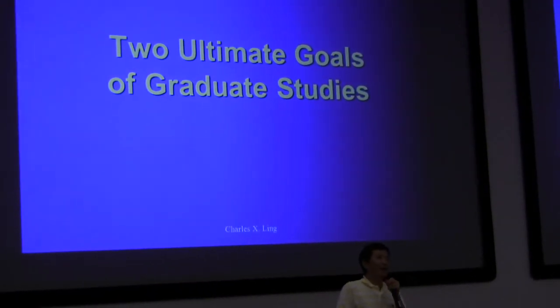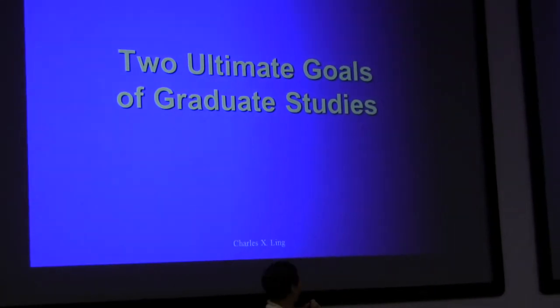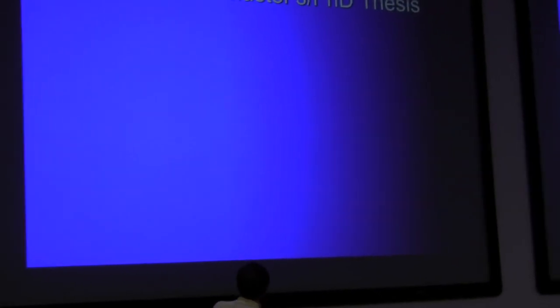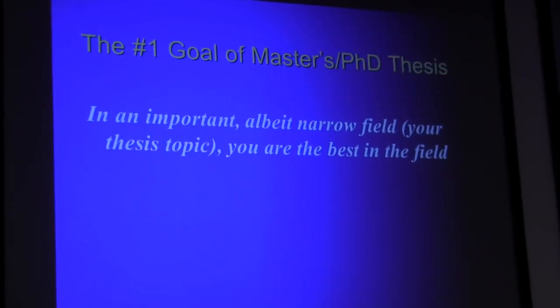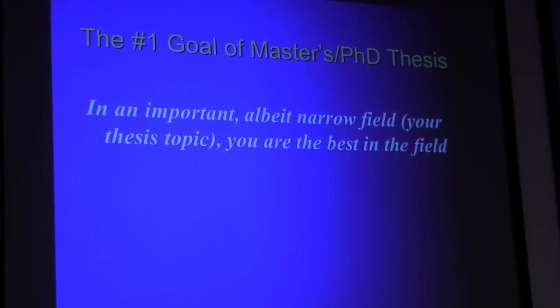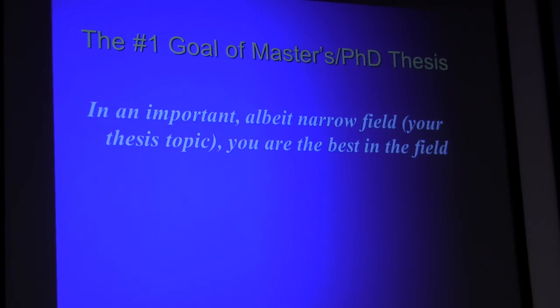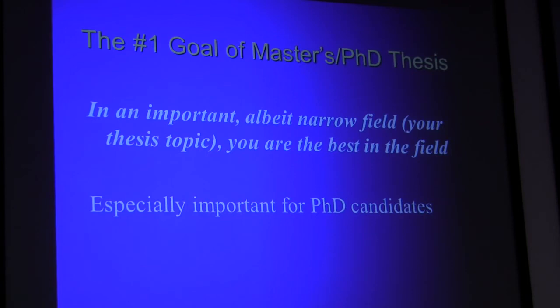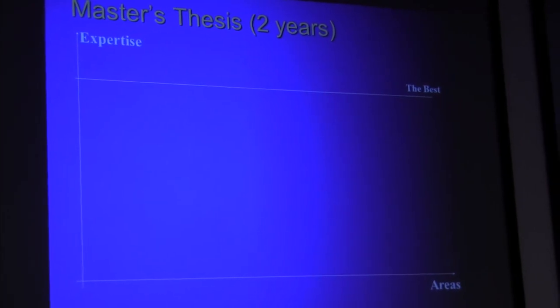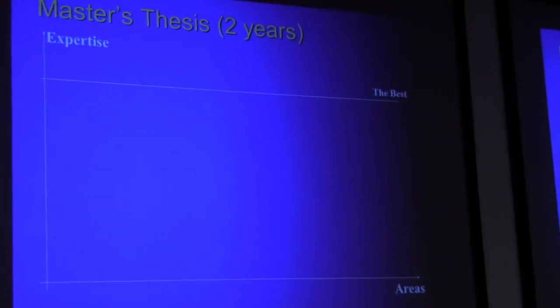So after seeing all this, let's look at two ultimate goals of graduate study. The first goal of master or PhD students or thesis is, in an important, albeit narrow field, that is your thesis topic, you should be the best in the field, novel and significant. Of course, you are the best in the field, internationally. And this is especially important for PhD students. So let me show you this as an illustration. So here the x-axis is the area, the y-axis is the expertise. And you see this line here called the current best, or the state of the art, the published work so far.